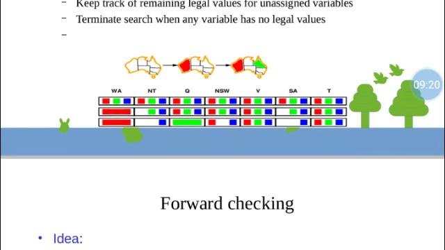Now for New South Wales we are having two options, red and blue. For Victoria we are again having 3 options because no neighborhood has same color, so red, green, blue. And South Australia having only one option remaining with it, that is blue. And Tasmania is having all the 3 options because it is outside the map.